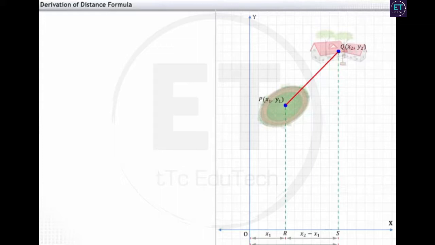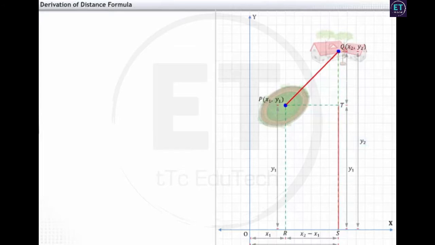Next, we draw a perpendicular line from point P to line QS intersecting at point T. If you notice, the distance from point P to R is y1, because the y-coordinate of P is y1, which is equal to ST. Similarly, the distance from Q to S is y2. Therefore, distance TQ equals SQ minus ST equals y2 minus y1. Distance RS is equal to distance PT, which is equal to x2 minus x1.